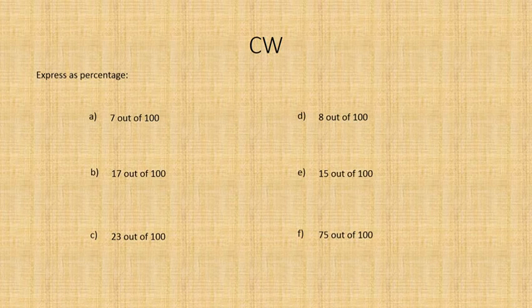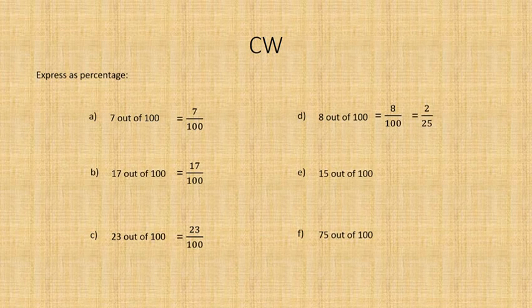Okay, here let's start. Express as percentage. 7 out of 100. So of course it's very easy. It's 7 over 100, which means 7%. And 17 out of 100, it's going to be 17 over 100, which equals 17%. And here 23 out of 100, which equals 23 over 100, which equals 23%. Okay, here it's 8 out of 100, so it's 8%. Or you can simplify it to 2 over 25, but still you have to write down 8%. You have to write down the percentage sign.